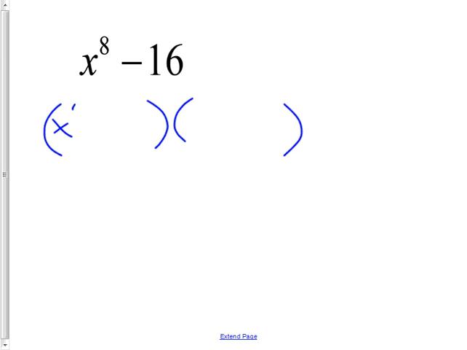X to the 4th and x to the 4th, and then a plus of 4 and a minus of 4. Did anybody go farther, though? Because this is a common wrong answer because you haven't factored it all the way, and you know, what is it? Yes?